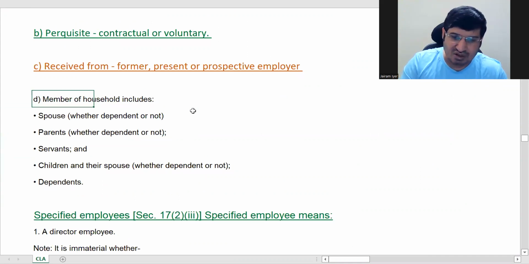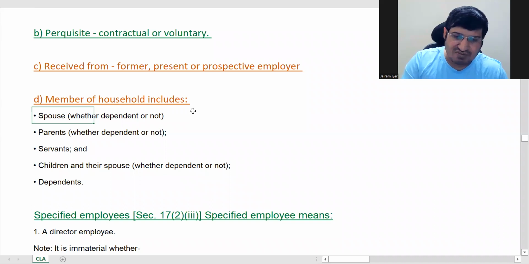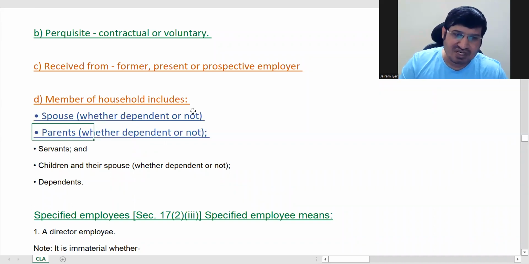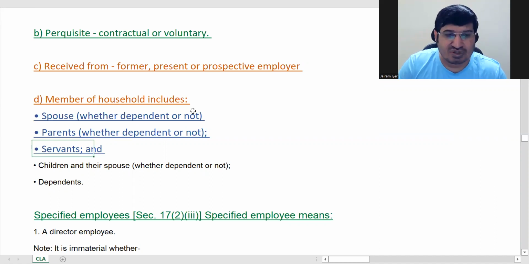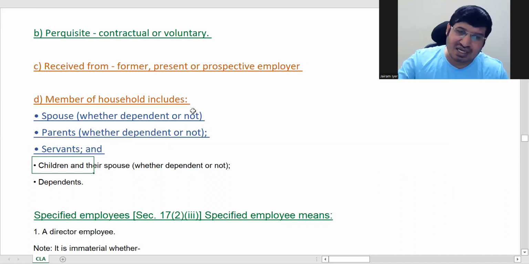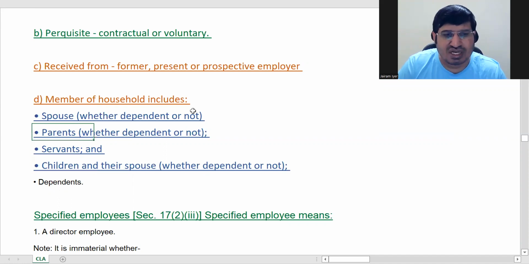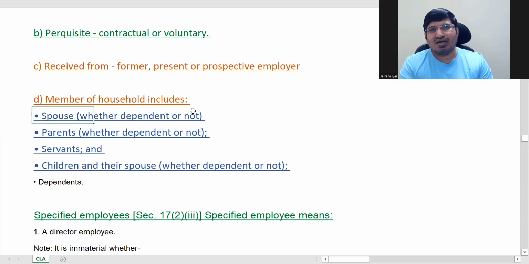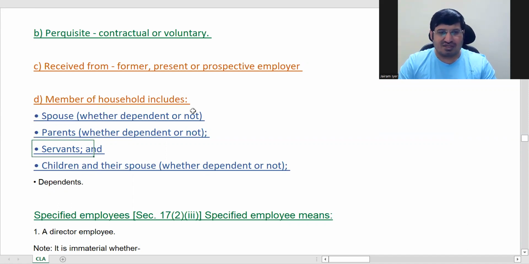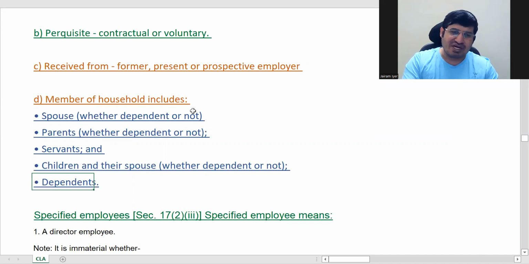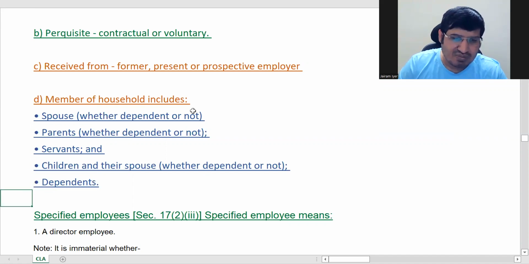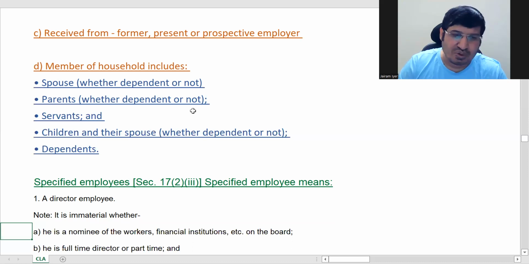Member of household includes spouse, whether dependent or not, parents, whether dependent or not, servants also come under your member of household, children, your children and their spouse, whether dependent or not. ठीक है, spouse यानी husband के लिए wife spouse मानी जाएगी, wife के लिए husband spouse. Spouse is a common word. And anyone who is dependent on you. This is your member of your household. This is how it is defined, right?